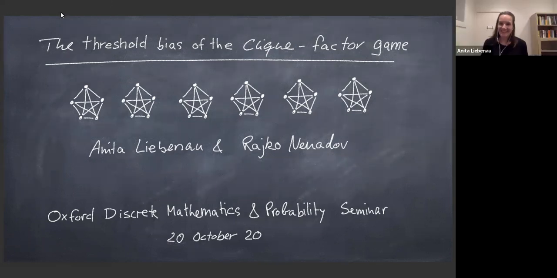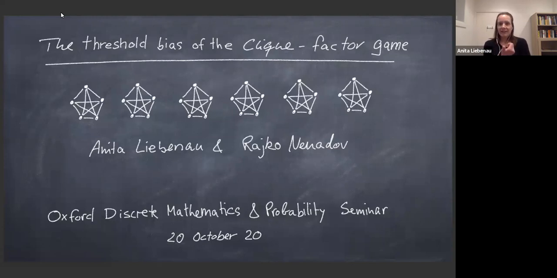Well, thanks, Alex. And thanks also, Christina, who can't be here, for inviting me to speak here. It's a great pleasure. So I want to talk about the threshold bias of the clique-factor game, which is joint work with Raiko and Nenadov. It started initially when we were both postdocs at Monash, but he's now in Zurich with Google Research. And so to tell you about the threshold bias of the clique-factor games, there are three things in the title that I should tell you.